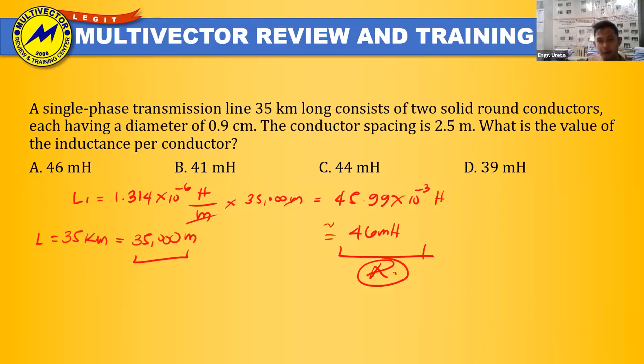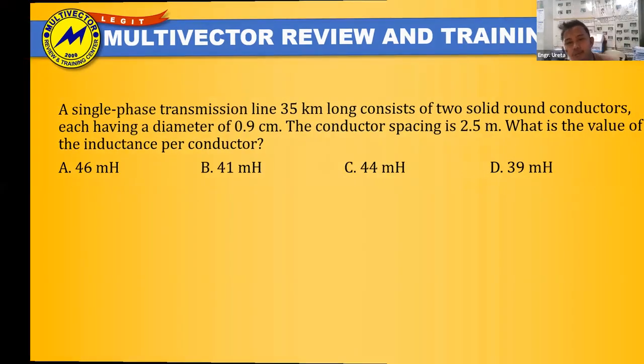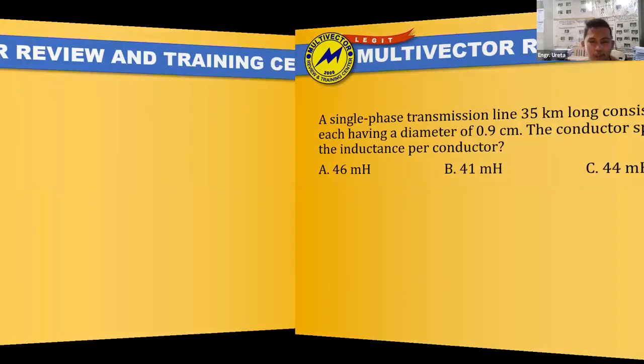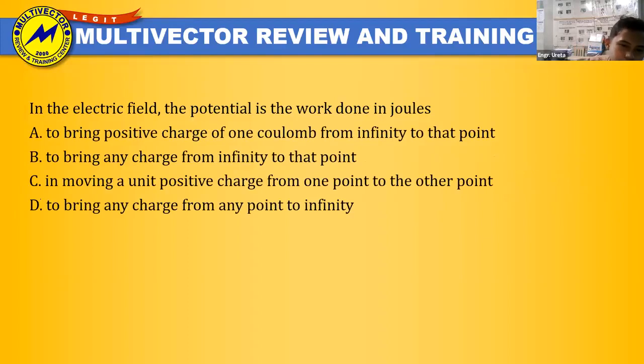Okay, so letter E. Okay, so yan yung problem number 34. Next, problem number 35. In electric field, the potential is work done, okay, tamang sagot letter A, to bring the positive charge of one coulomb from infinity to that point. Okay, so next.